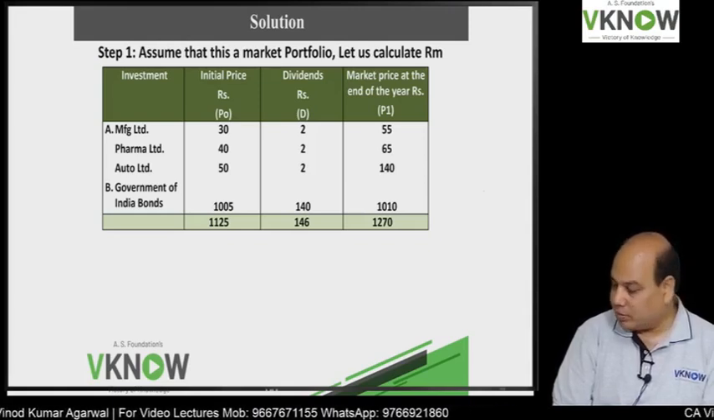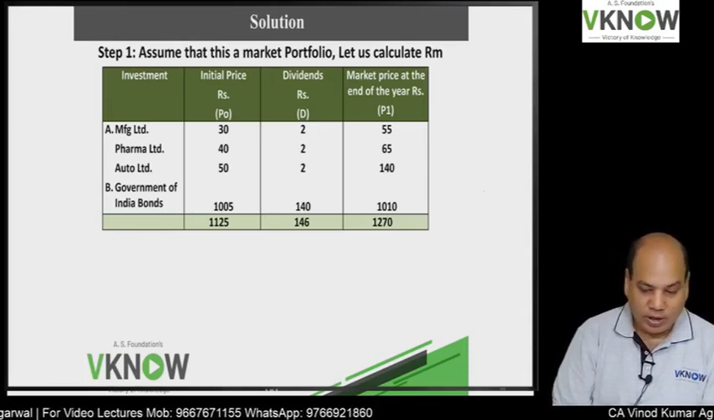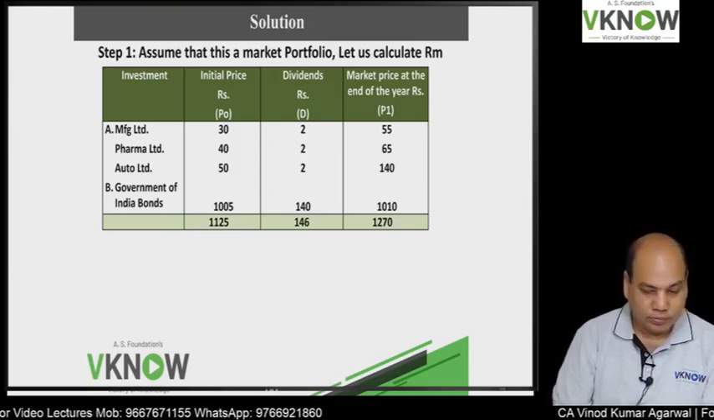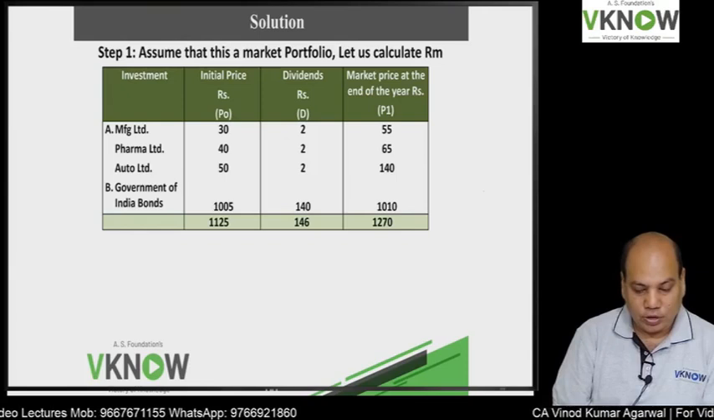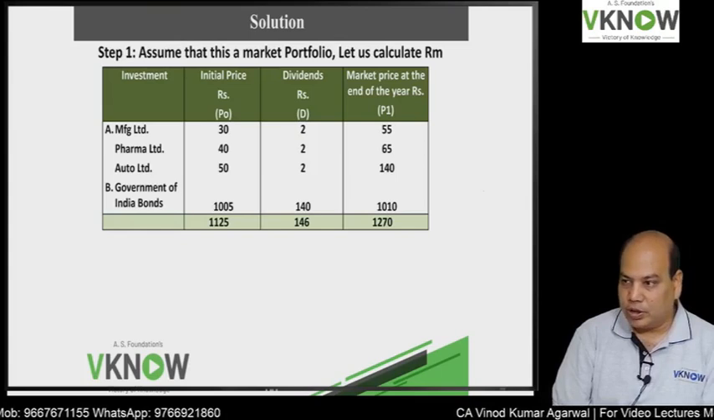So under investment, write down the same 3 companies. You can write in short M Limited, P Limited, A Limited. In the exam, don't write short form. And the last is Government of India bond.